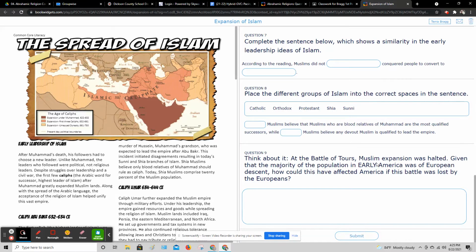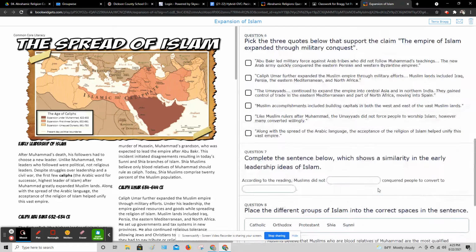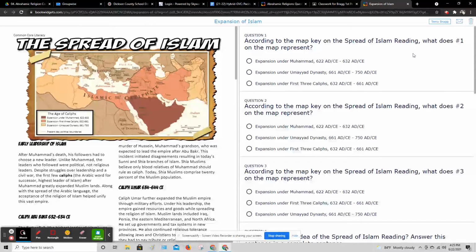Think about it. At the Battle of Tours, Muslim expansion was halted. Given that the majority of the population in early America was of European descent, meaning when people first came to the United States from Europe, how could this have affected America if this battle was lost by the Europeans? Okay, so we have all of our questions on this side, so this is showing us things we need to look for as we read. So we are going to be reading about the spread of Islam.